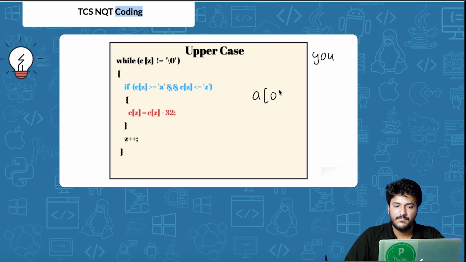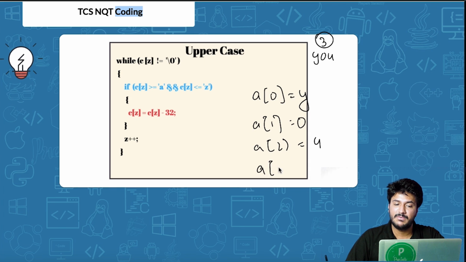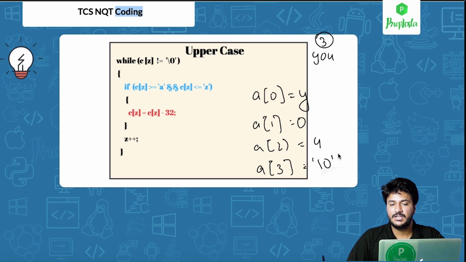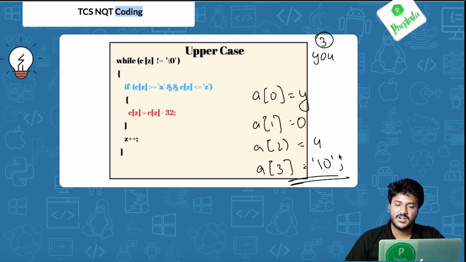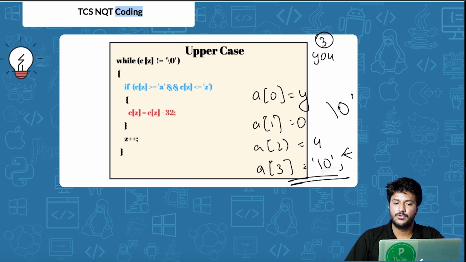Obviously there are 3 characters in it. a of 0 will have Y, a of 1 will have O, a of 2 will have U. There will also be one more thing, that is a of 3, which will automatically be backslash 0. So this is the nomenclature of how we write in C, C++, and in fact even in Java, right? The string always terminates with a backslash 0, right?